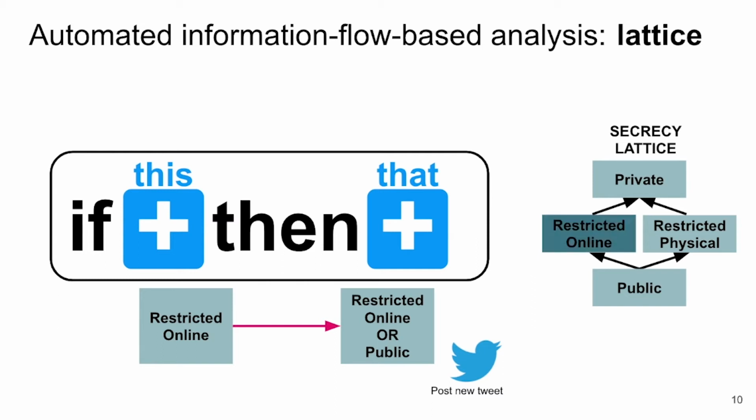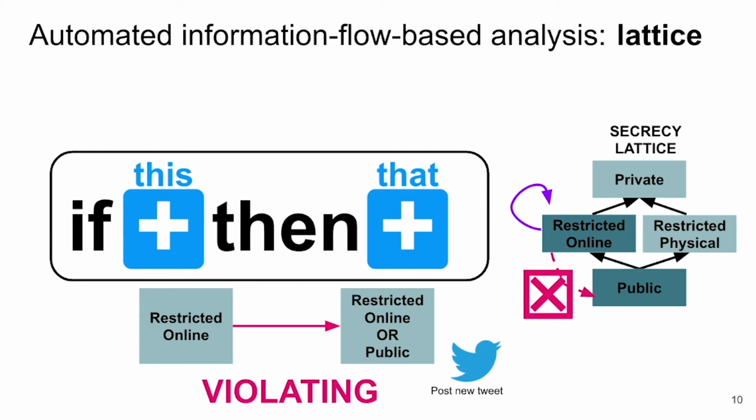So even though restricted online to restricted online is safe, restricted online to public is violating. And so we would consider this combination of trigger and action labels violating. There's a bit more nuance in the original work, which was done by Surbatovich et al. in 2017, but I won't go into more detail about that in this talk.